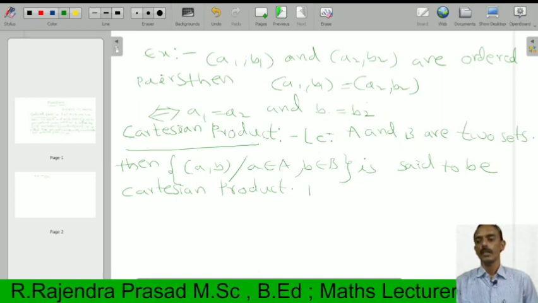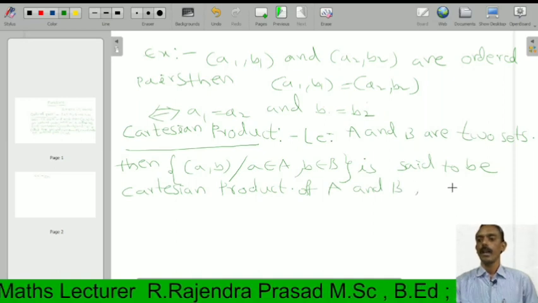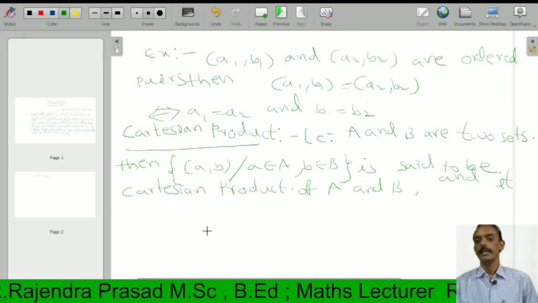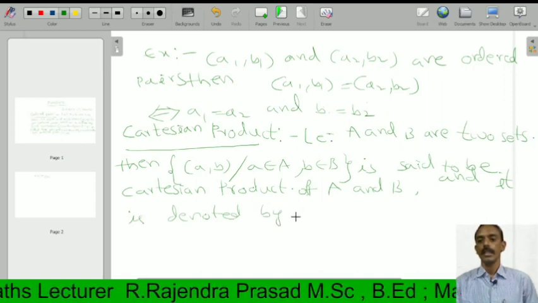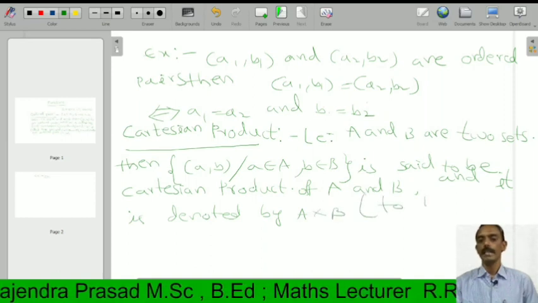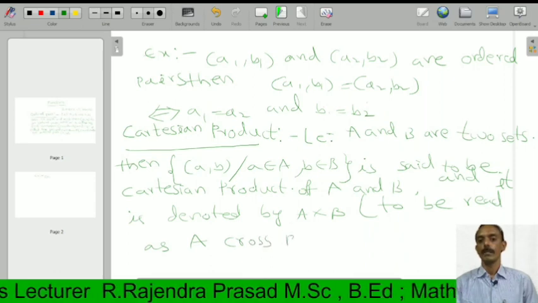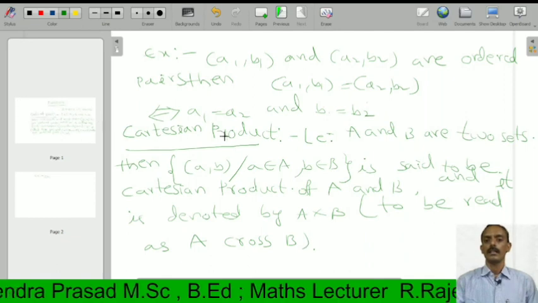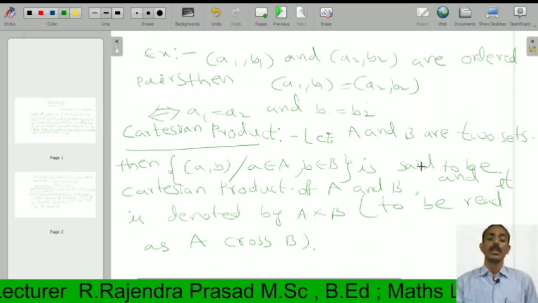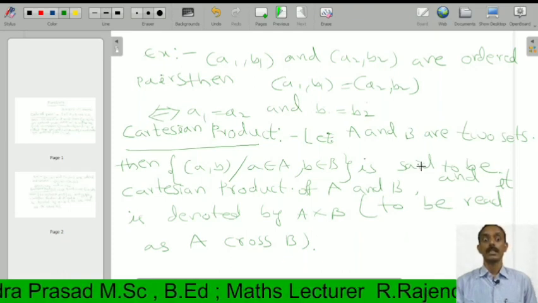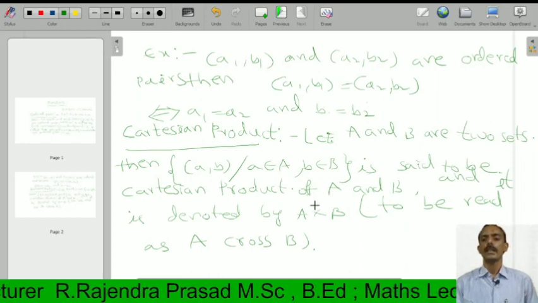The Cartesian product of A and B is denoted by A cross B, read as A cross B. Let A and B be two sets; the set of (a, b) such that a belongs to A, b belongs to B, that is, the set of ordered pairs, is called a Cartesian product, and it is denoted by A cross B.